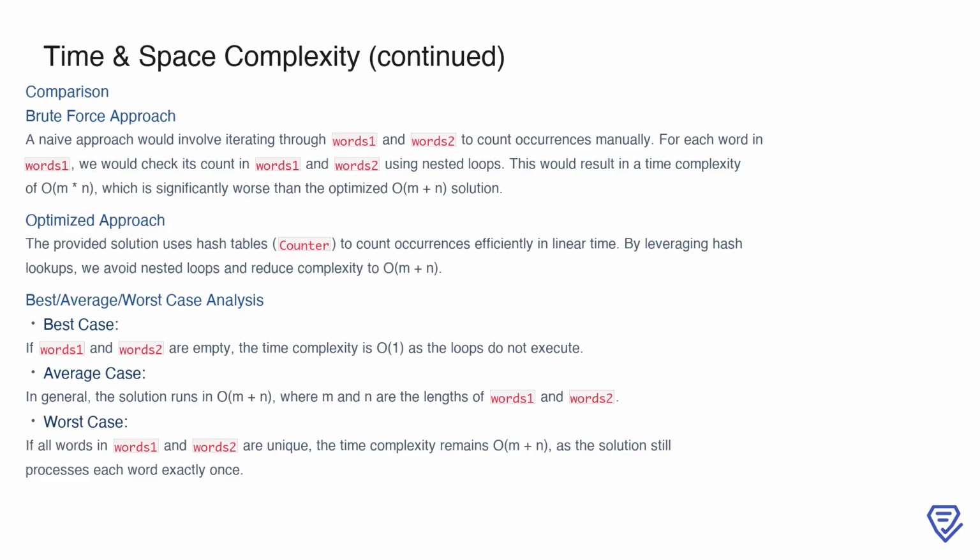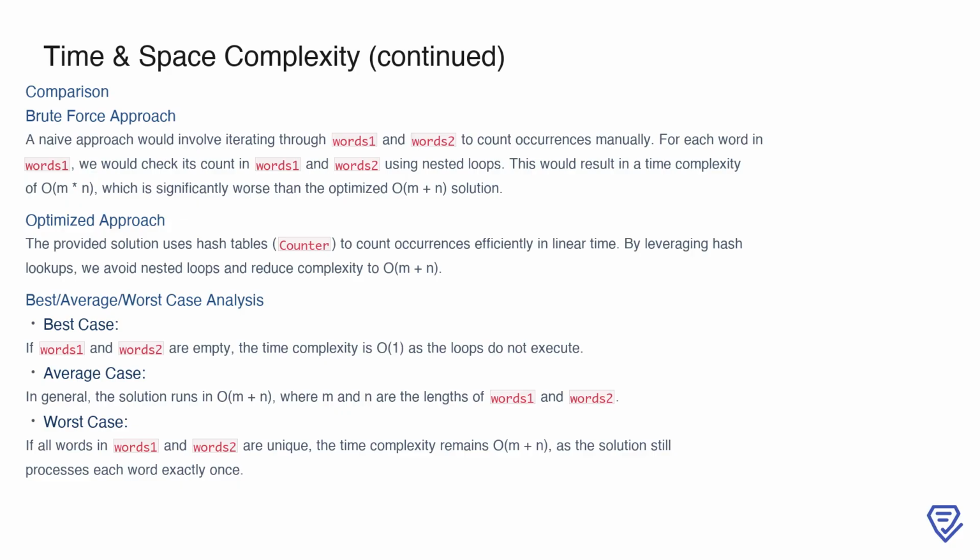When comparing this solution with a brute force approach, the benefits of the optimized method become clear. A naive solution would involve nested loops to manually count the occurrences of each word in words 1 and words 2. This would result in a time complexity of O(m times n), which is far less efficient than our optimized O(m plus n) approach. The optimized solution uses hash tables to count occurrences in linear time, avoiding the need for nested loops.